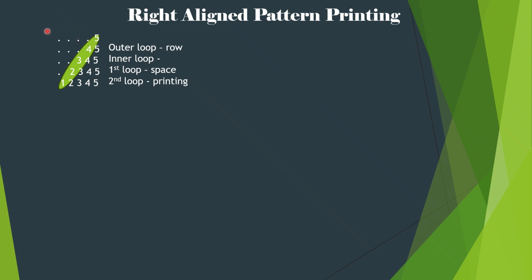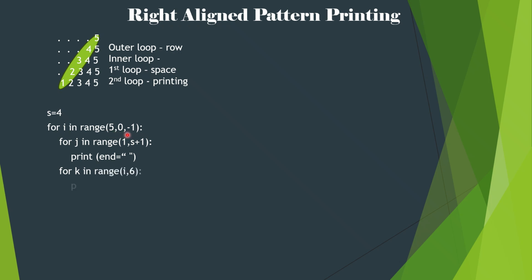In this program you can see in the first line there are 4 spaces. So that's why we take a variable to maintain the space: s is equal to 4. Why? Because in the first line there are 4 spaces. After that you can see the vertical change in the pattern: 5, 4, 3, 2, 1. That means the first loop should print numbers from 5 to 1. So that's why here we are running the first loop from 5 to 0 in decrement order. As you know, 5 to 0 means the loop will run up to 1.